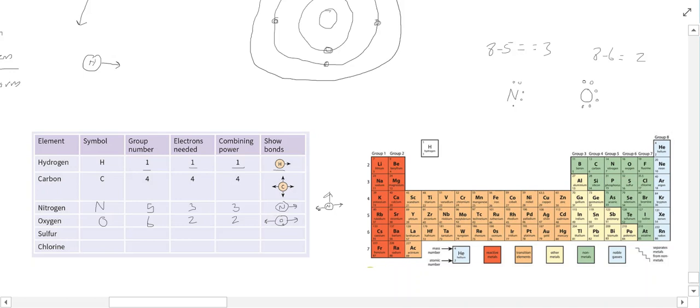So you have 2 arrows like this. So you have the oxygen atom, and then each arrow represents the potential bonds that it could form. So it has a combining power of 2.